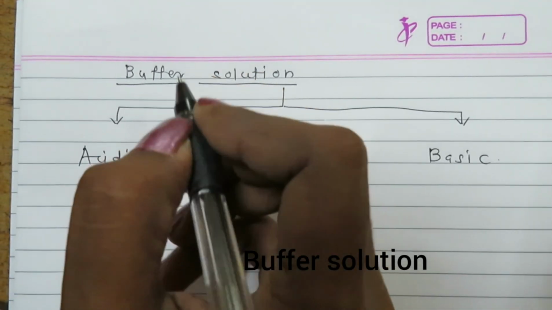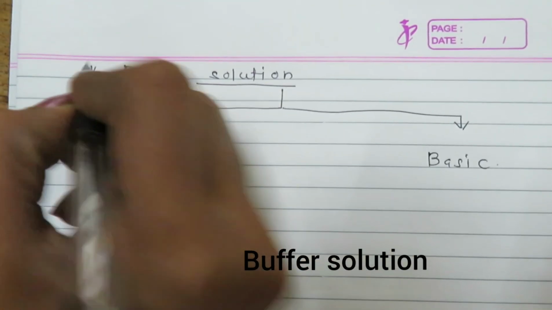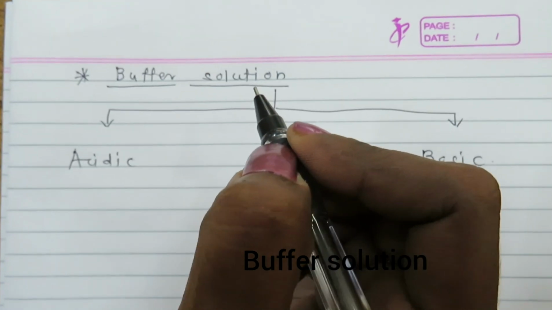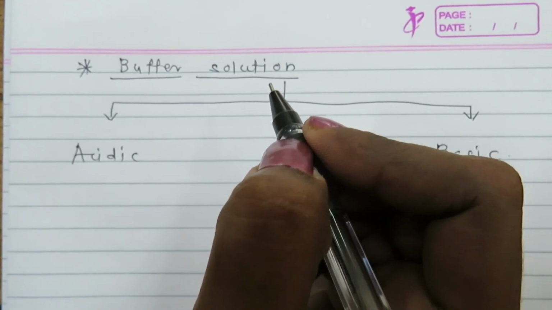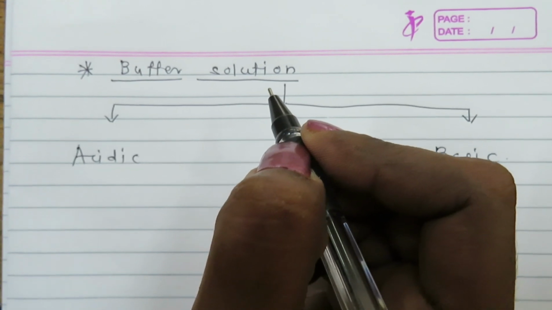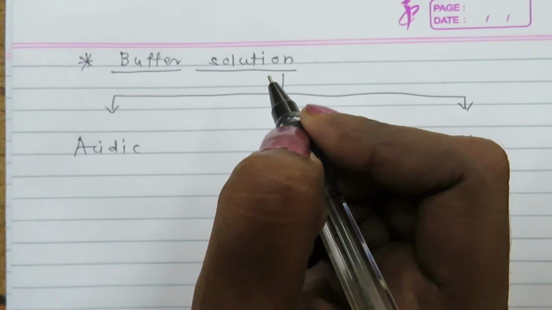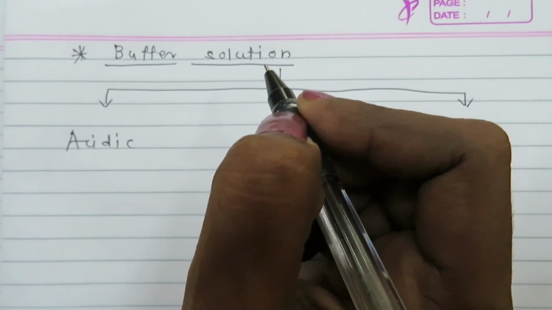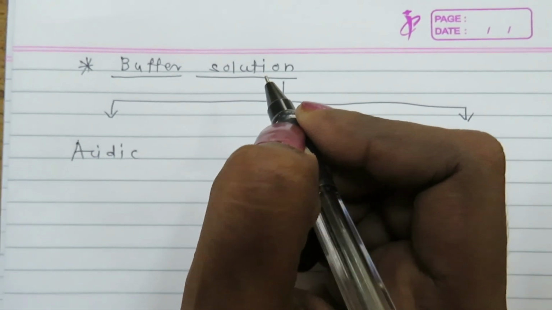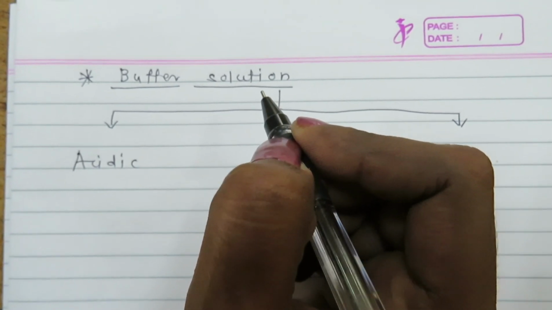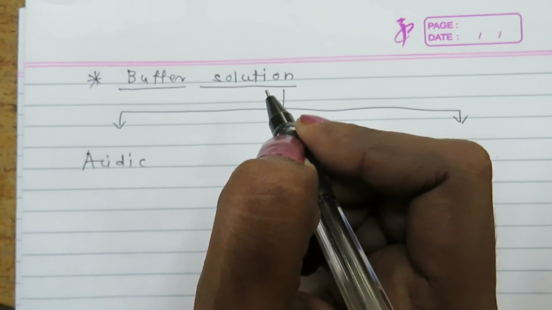So now we are going to discuss buffer solutions. A buffer solution is a solution which resists drastic change in its pH even after the addition of a small amount of acid, base or water. So basically it is a solution which has no change or little change in its pH value after the addition of acid or base.